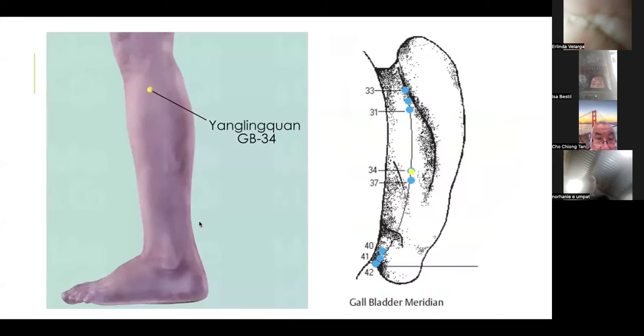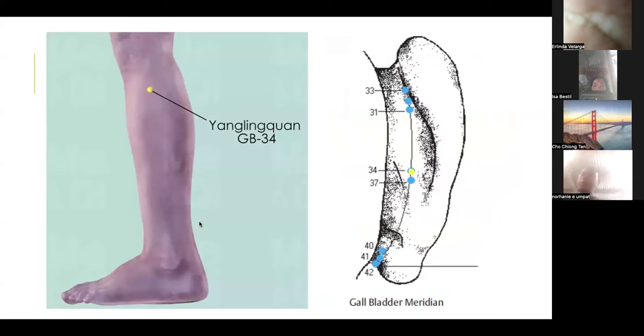Okay, then another local point would be GB34. This is the gathering point. So this is for pain outside the knee, no? A lateral side of the knee. GB34 is therefore very important to use if the knee is stiff.